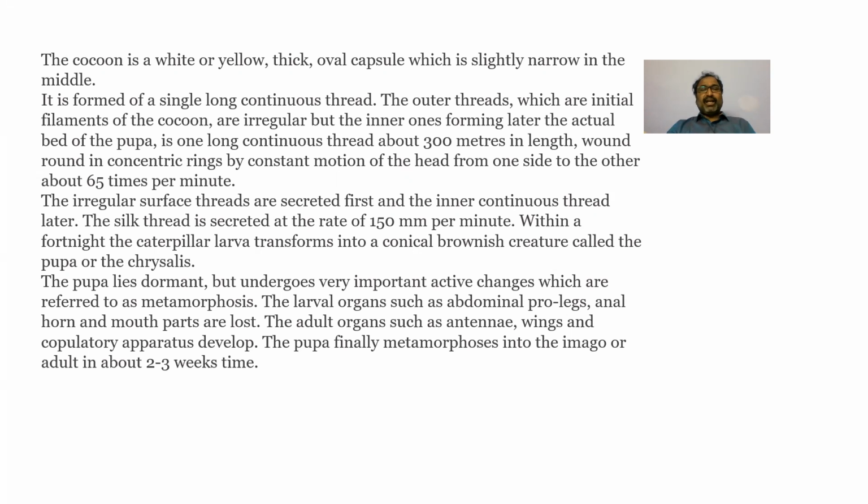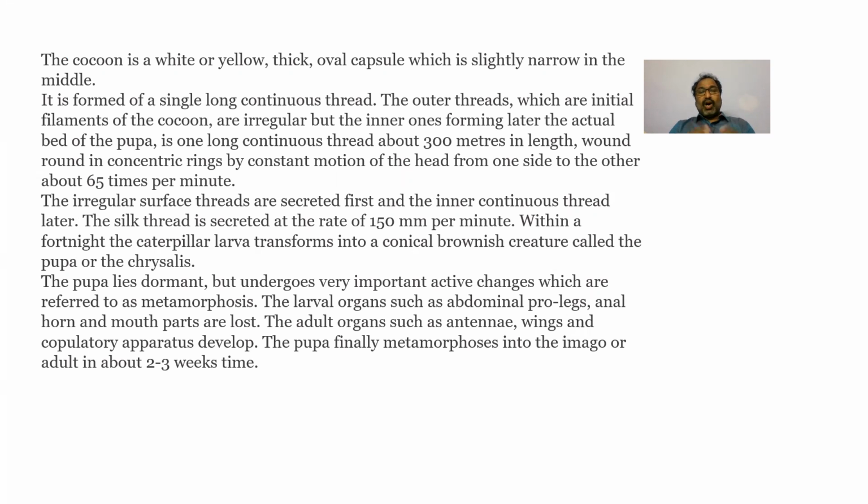Within a fortnight, the caterpillar larva transforms into a conical brownish creature called the pupa. This pupal stage is called the chrysalis. Don't forget this particular silk formation of the pupa into a conical brownish form is called the pupal stage or the chrysalis. The pupa lies dormant inside, but undergoes very important active changes, which are referred to as metamorphosis.